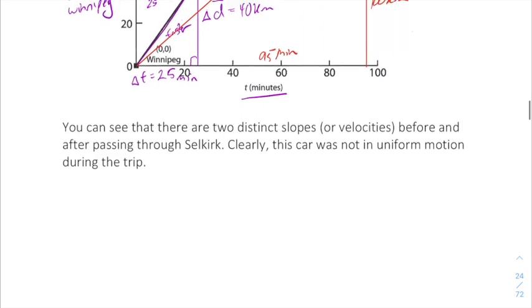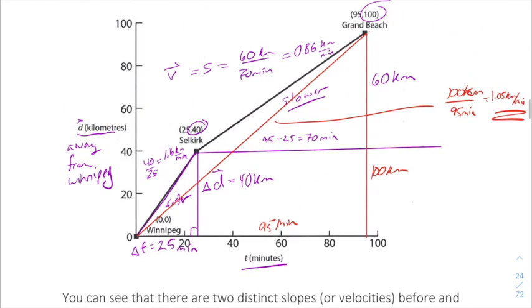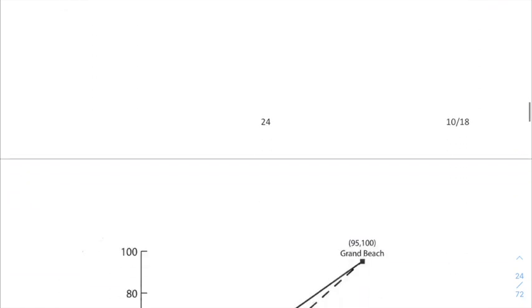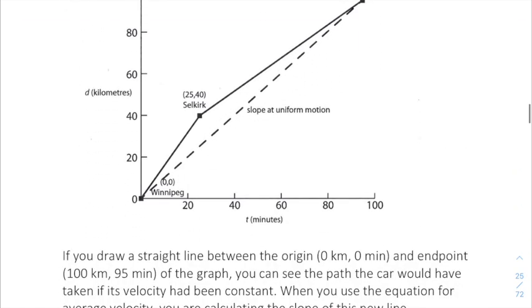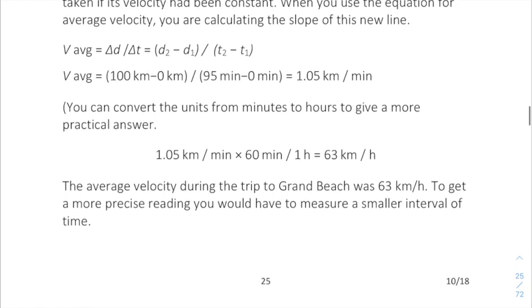So this is an example where if I just calculated the average, I wouldn't get the whole story. We get more of the story when we start to break apart our trip into multiple sections. And so there's our example. They do the calculation as well.